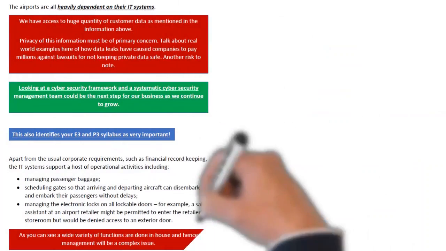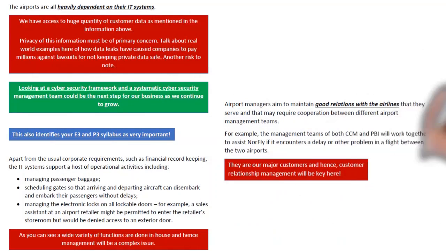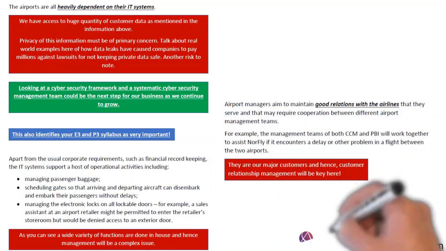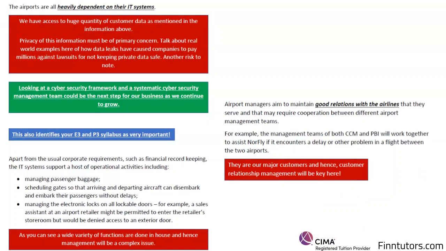Now, all our airports are heavily dependent on IT systems. Even if they didn't tell us this, we would already know because of our industry analysis and because of the operations that are described in this pre-seen at the beginning. But since they've told us, we have access to a huge quantity of customer data, as mentioned in all of the information above. Privacy of this information has to be a primary concern for us. Talk about real-world examples here of how data leaks have caused companies to pay millions in lawsuits for not keeping private data safe. This is another risk.